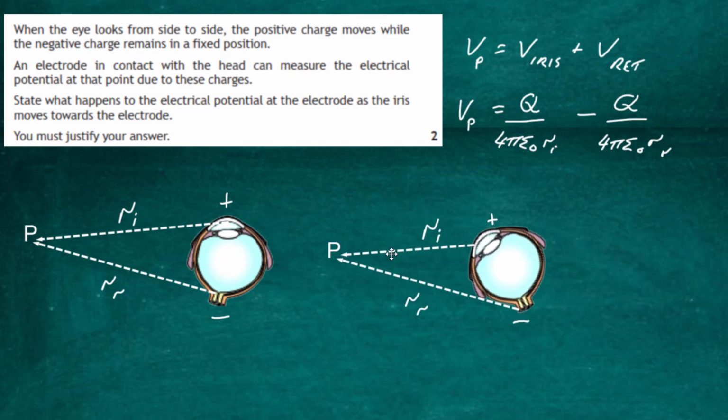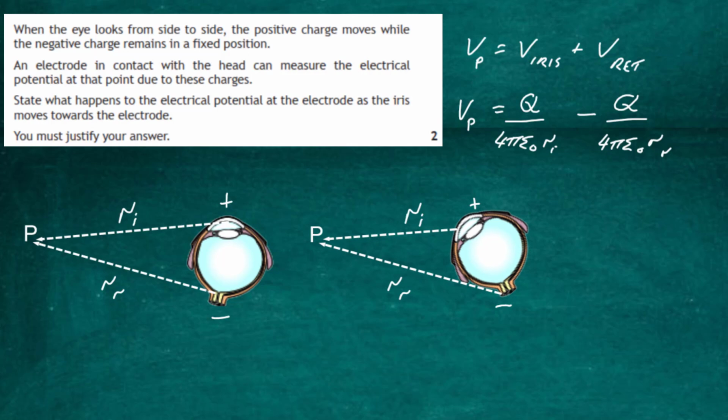Now when the eye moves like that towards the electrode, you can see that Ri gets smaller. So if we concentrate on the Q over 4 pi epsilon naught Ri, if Ri gets smaller, then this quantity is going to increase. Now bearing in mind the second part of the equation, which I've shown ringed there, stays the same, it means that the first part of this equation is going to increase. And if the first part of the equation is going to increase because Ri is getting smaller, it's on the denominator, then overall the potential at point P will increase as well.